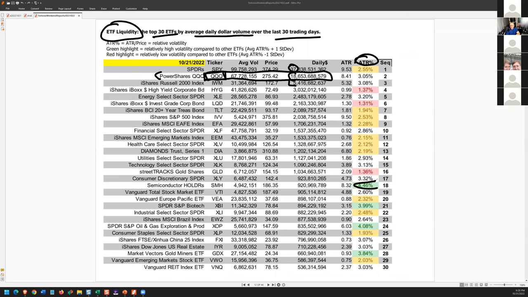The volatility is still in semiconductors, in XBI, biotech, in oil exploration, and in the gold miners. These are pretty respectable numbers for tradability, too, though, if I'm being honest. Very tradable.